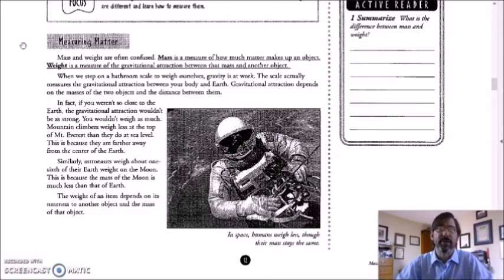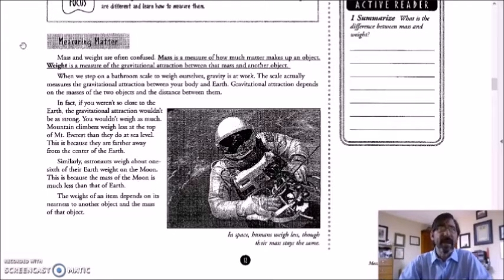Gravitational attraction depends on the masses of the two objects and the distance between them. In fact, if you weren't so close to the Earth, the gravitational attraction wouldn't be as strong. You wouldn't weigh as much. Mountain climbers weigh less at the top of Mount Everest than they do at sea level. This is because they are farther away from the center of the Earth.